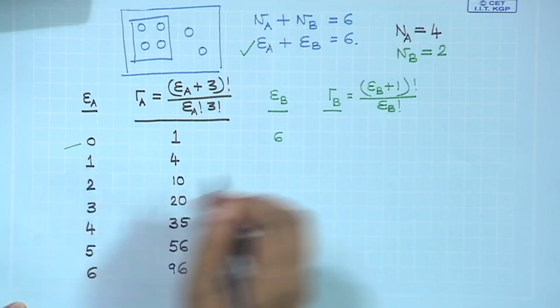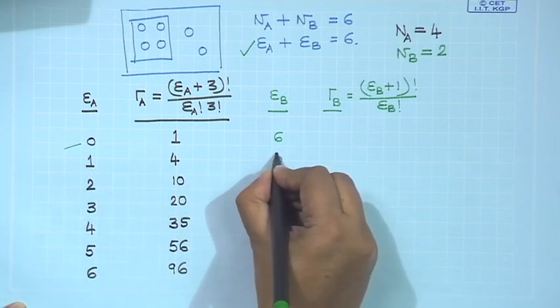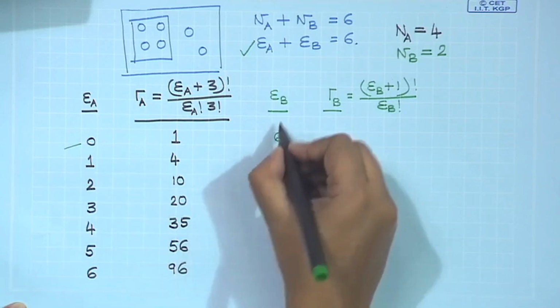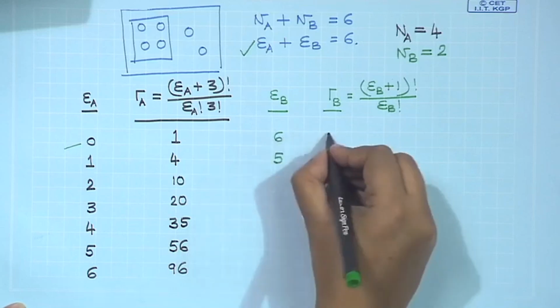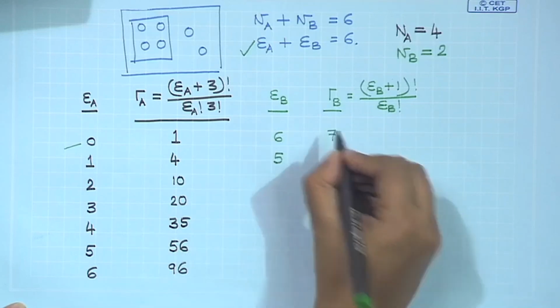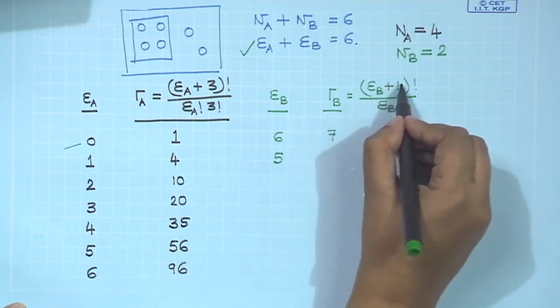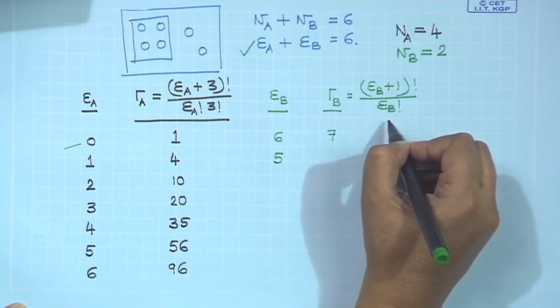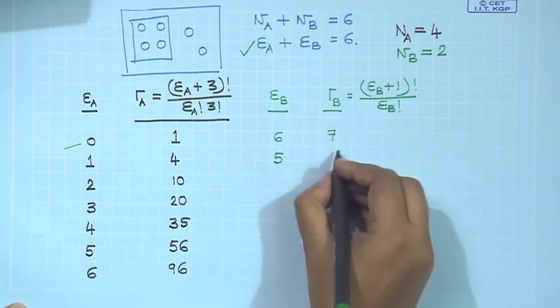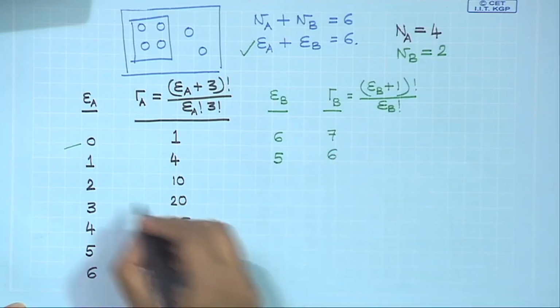For epsilon A equal to 1, the corresponding value is going to be 5. Now, corresponding to epsilon B equal to 6, gamma B is going to be 7, because 6 plus 1, 7 factorial divided by 6 factorial, that gives you 7. Now, for 5, gamma B is equal to 6.